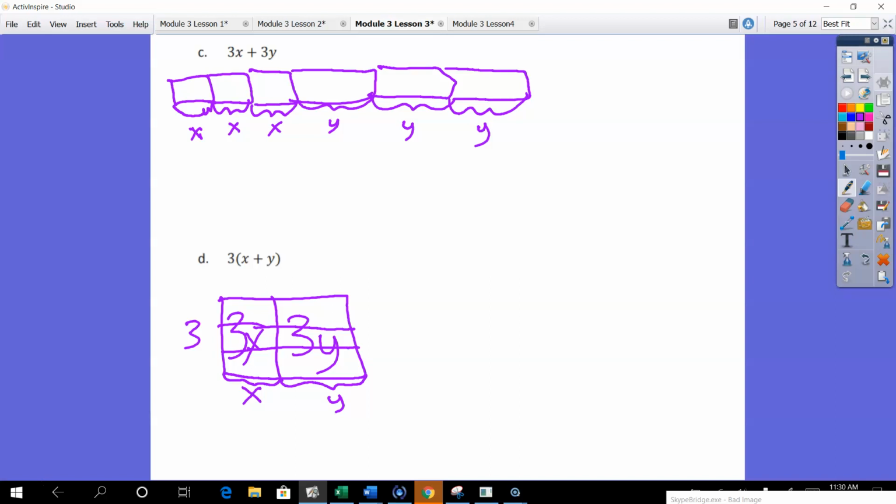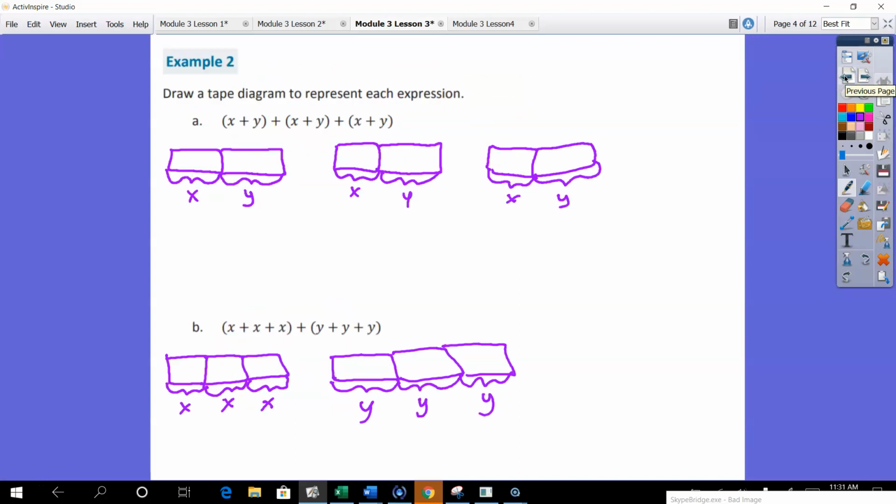So what we can see is that really we have the same in all 3. We have 3x's here, 3y's here. 3x's here, 3y's here. We have 1, 2, 3x's, 1, 2, 3y's. So each of these expressions, though they are shown in many different ways, they all equal the same thing. They're all equivalent to each other. They all have 3x's, whatever x may be. They all have 3y's, whatever y may be.